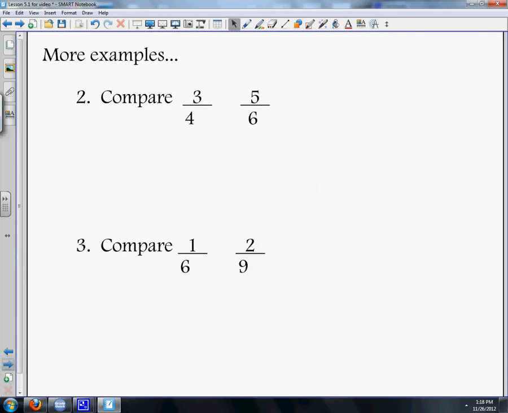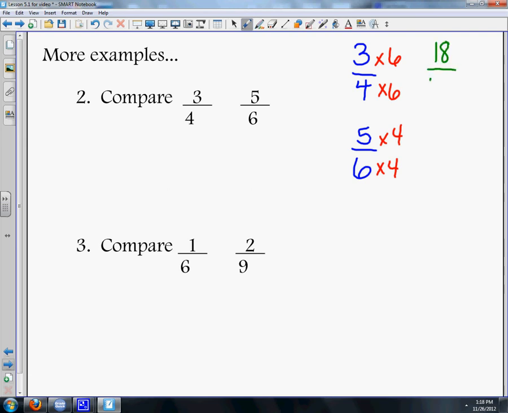All right, so here's a couple more examples. Compare these two problems. Push pause, and then we'll go over them. All right, so I need to compare 3/4 and 5/6. So I am going to have a common denominator. If you have a common denominator of 12, that's completely fine. I'm just doing it the old-fashioned way, multiply by the other denominator. 3 times 6 is 18, and 4 times 6 is 24. 5 times 4 is 20, and 6 times 4 is 24.